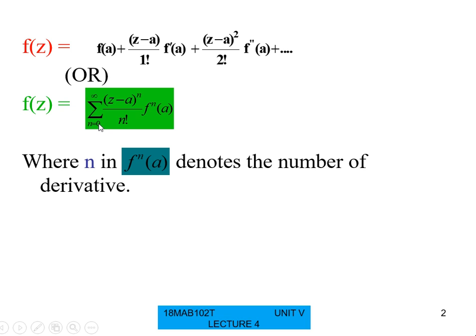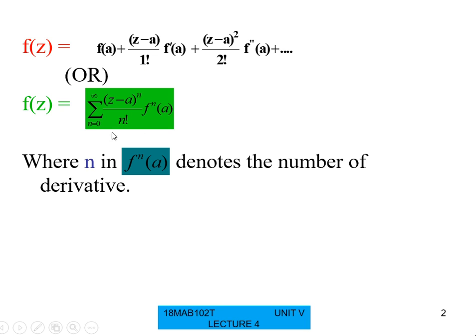So, generally, summation n equal to 0 to infinity (z minus a) whole power n by n factorial into f nth derivative of a. We substitute n equal to 0, we get the first term. Putting n equal to 1, we get the second term. Putting n equal to 2, we get the third term. So, this expansion is known as the Taylor series.